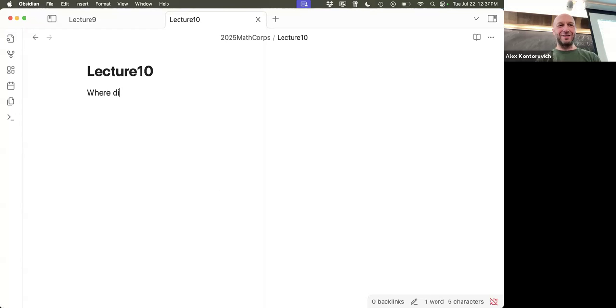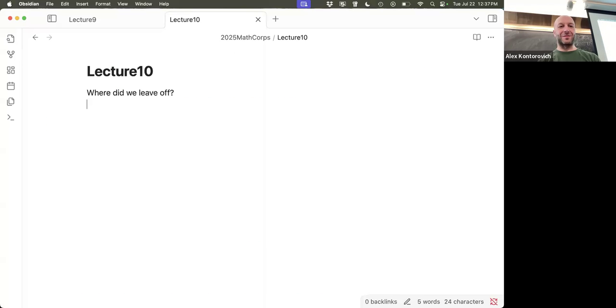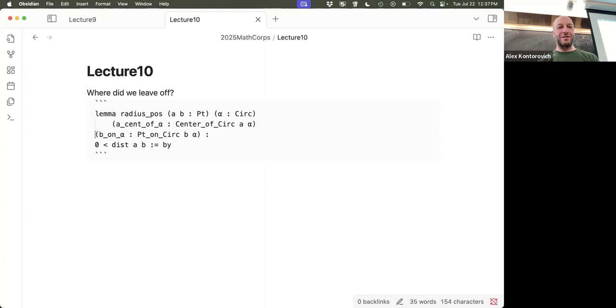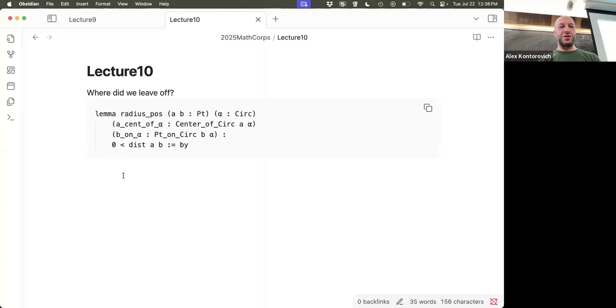Where did we leave off? We were trying to prove that the radius is always positive. Okay, why is the radius always positive? So I gave you a long hint. Okay, let's just do it in natural language.